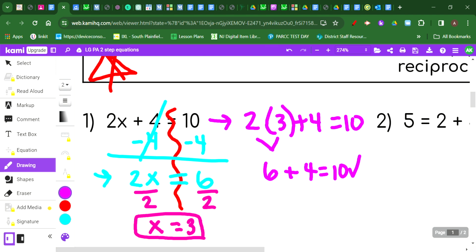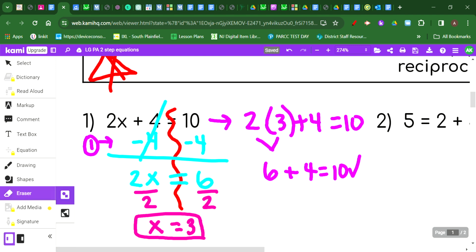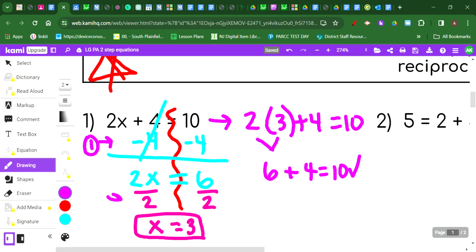This checks out. So you are going to be expected to show your two inverse operations. The inverse operation that happened right here, and the inverse operation that happened right here. You are going to be expected to show minus 4 on both sides, divided by 2 on both sides, and then your answer.